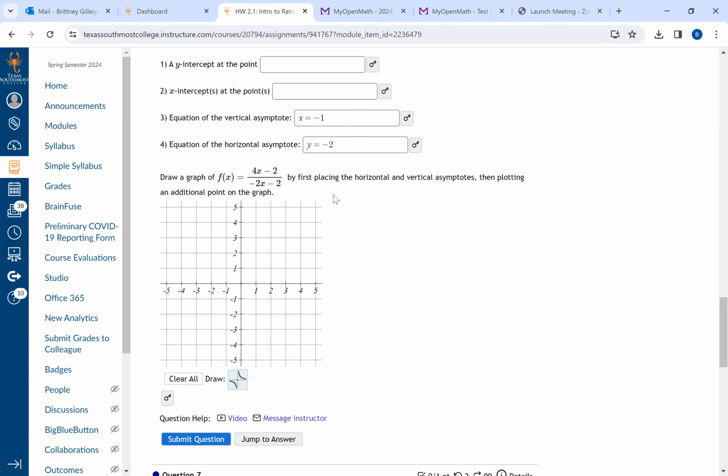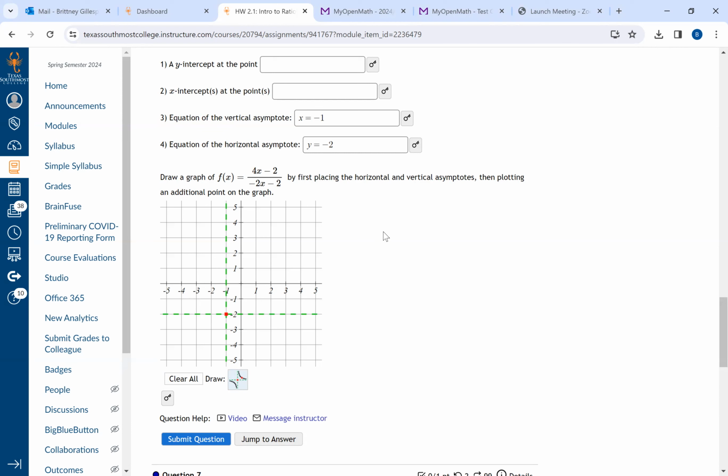So I'm going to start by going to my graph. I'm going to find where x is equal to -1 and find where y is equal to -2 and click the button. Notice that gives me my vertical and horizontal asymptotes. And now I need to figure out the other part of the graph. I need another point. Do not click your mouse until you are ready to graph your other point.